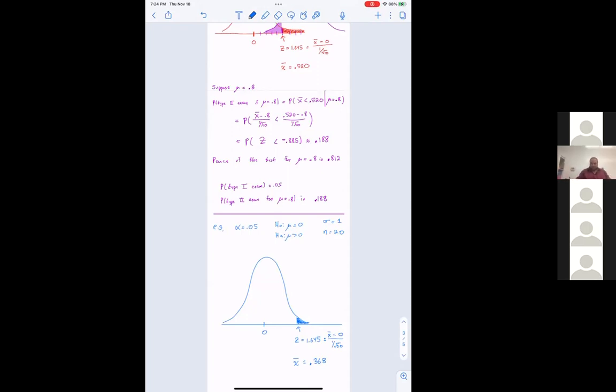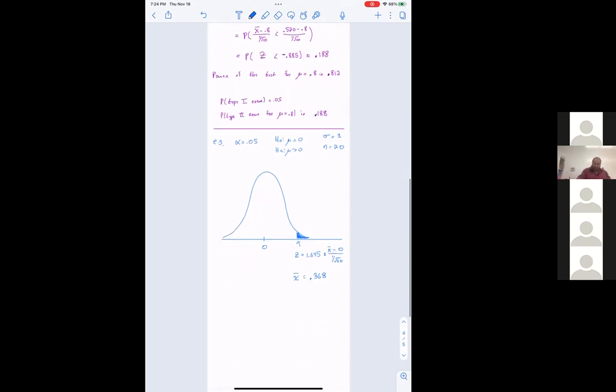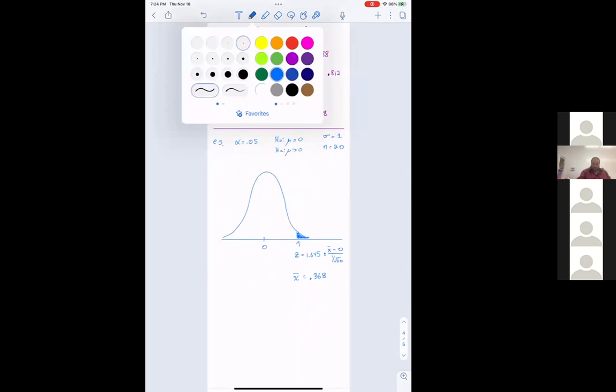Okay, now suppose, what color should I use for this one? I don't think I've really had your input throughout the year for color, so I'll do it right now. What color should I use for the second one? How did I find X bar? I just solved the math right there in the corner. 1.645 equals X bar minus 0 over 1 over the root 20. Cross multiplied, X bar equals 0.368.